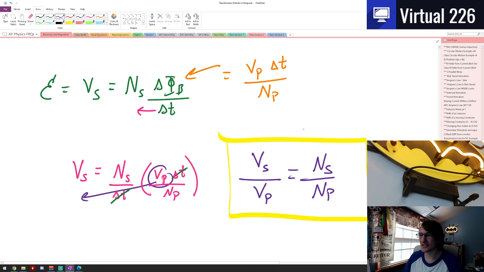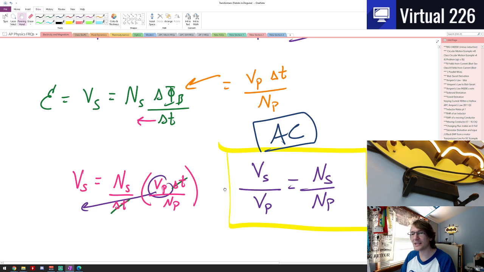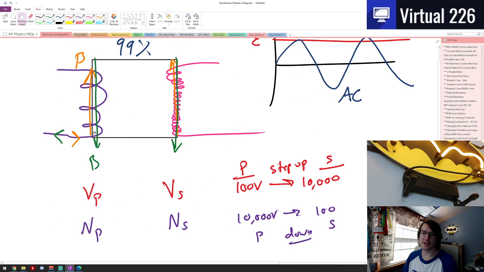The only catch to this is that you need this to be in alternating current, because you need the current and these B fields to flip back and forth, up and down, up and down, so we keep generating this change in flux. Okay, so that's what's going on here with the transformer.